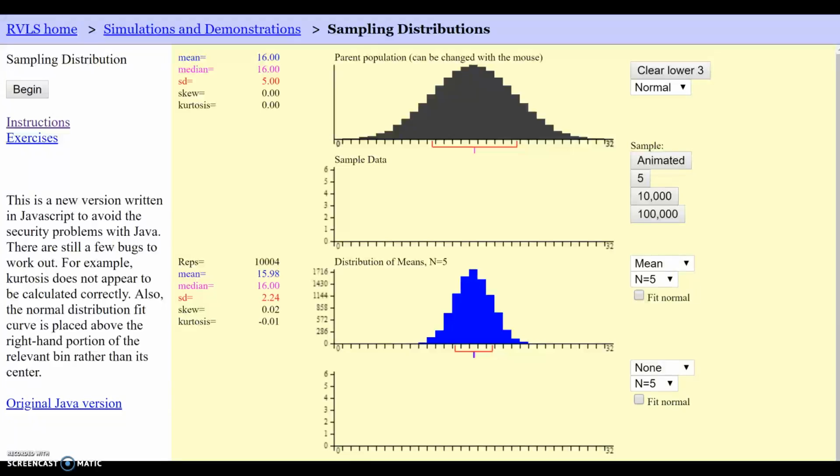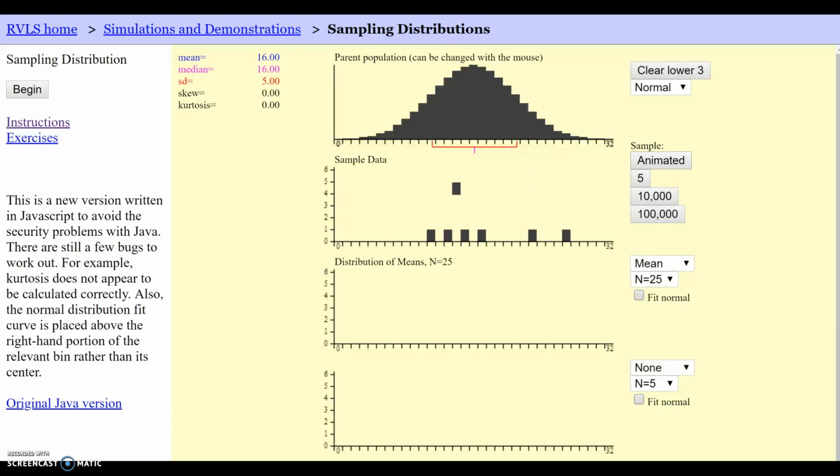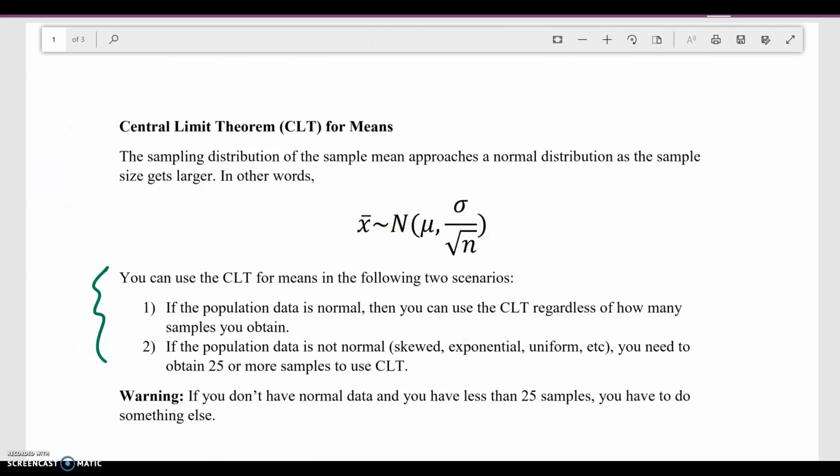Now, as n gets larger, let's say n equals 25, I can animate this. I can get 25 samples from the parent distribution. It's taking a long time. Then I get those 25, add them together and divide by the total, and I get a mean. If I do this over and over and over again, I get a normal distribution. Okay, so that's basically what this is saying.